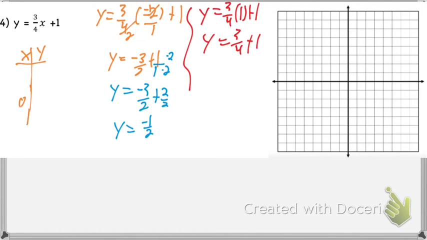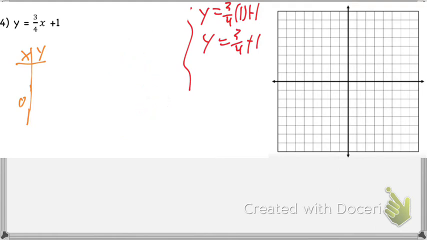Can we just do 0? We need more than 1 point, though, because here's the thing. If we just do 0, which we can try for a second, y equals 3/4 times 0 plus 1. What's 3/4 times 0? 0. So y equals 1. I plot my point (0, 1). Do I know where my line is? No. We need more than 1 point for a line. It could go anywhere. You have a minimum of 2, but we like to do more than 2 so we can double check our work. But we always do more just in case.